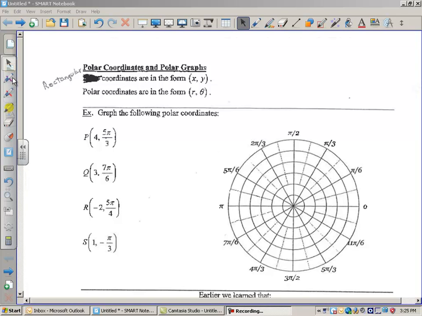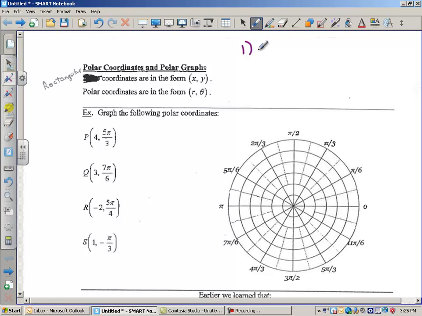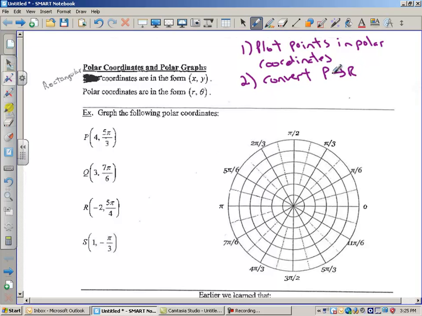We're going to start our polar unit, and there's two things I want you to get out of this video. There's two things I want you to be able to do. One of those things is I want you to be able to plot points in polar coordinates. So I want you to be able to draw those points. And I also want you to be able to convert between polar to rectangular. So I'm just going to do P for polar and R for rectangular, and I want you to be able to go backwards too, so we'll do vice versa, also rectangular to polar.